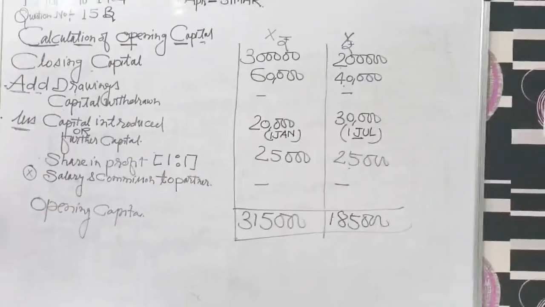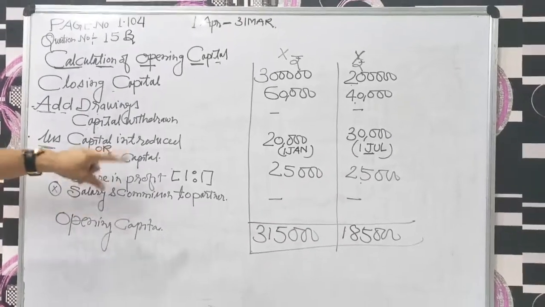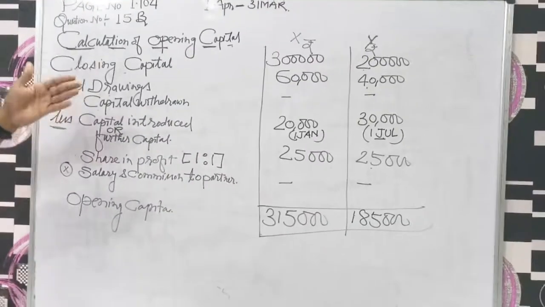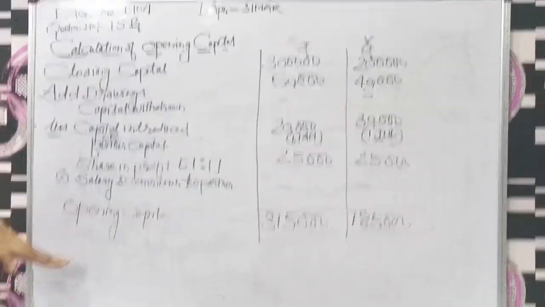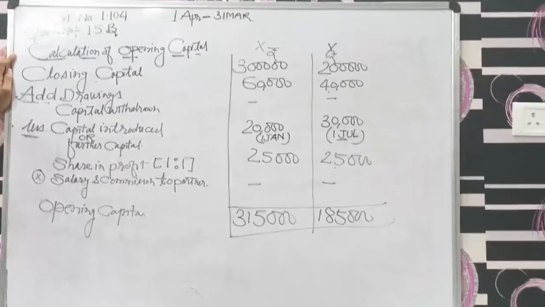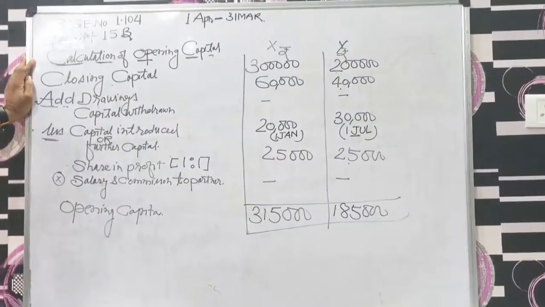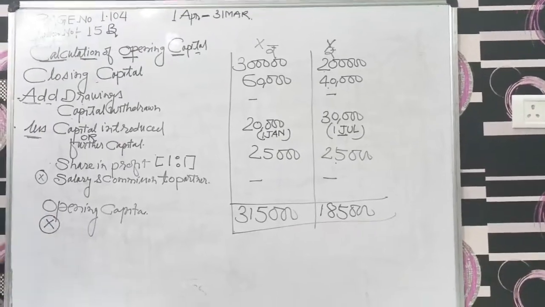Now the second step: we have to calculate the interest on capital. We have already calculated the opening capital of X and the opening capital of Y, and we know very well X introduced 20,000 on 1st January. Is it clear? So we have to calculate the interest on capital of X. We can choose any method which we discussed in the previous class: either the simple method, the statement method, or the product method. Here I go with the product method for X.